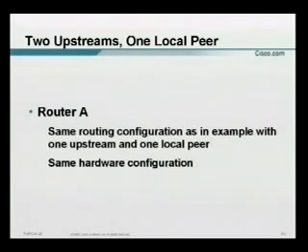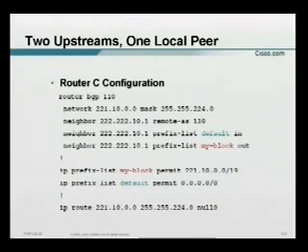Router A's configuration is unchanged from the single upstream, single local peer example. Router C, that one is unchanged from the previous example as well. We're going to accept the default route from our upstream. We're going to extend them just our /19 address block. So that's unchanged. Router D, well, we're not going to change anything here either. We're just going to accept the default route from router D and send our /19 to router D. So that's the basic starting configuration.